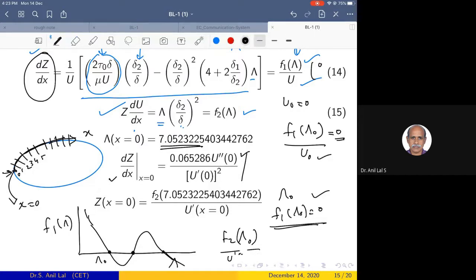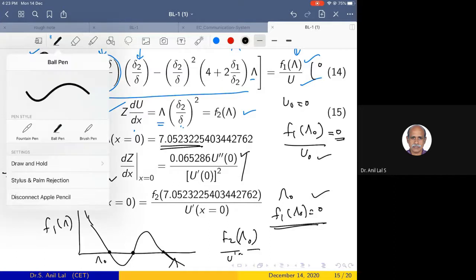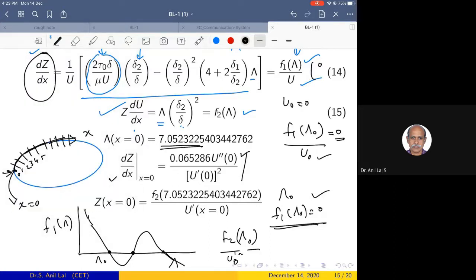So that is the velocity. U is known, so there is no difficulty in finding out u dash 0. So that is what you get from the velocity distribution. So at the starting point we have z0 and dz by dx at x is equal to 0.